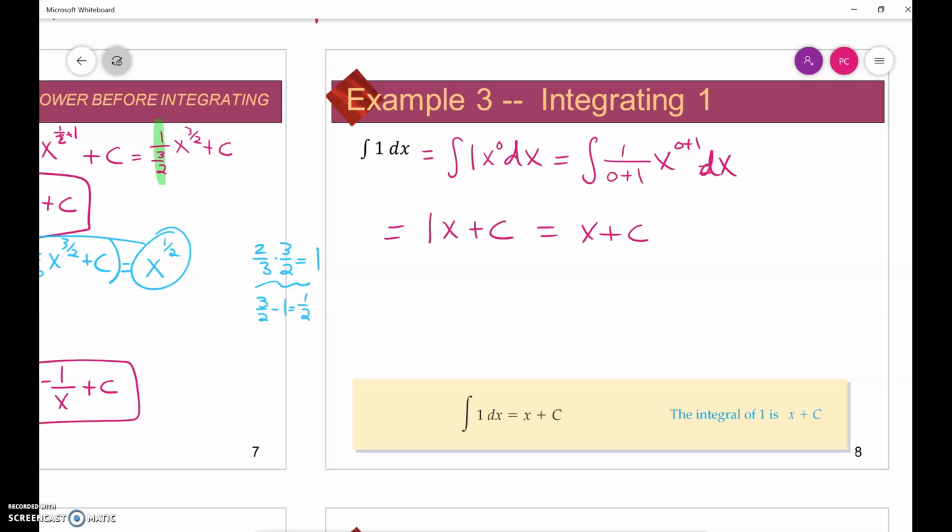That integral happens so often, the integral of a constant, that it's a rule that you want to keep and memorize. So we have a little yellow box here. The integral of 1 dx is always x plus c.